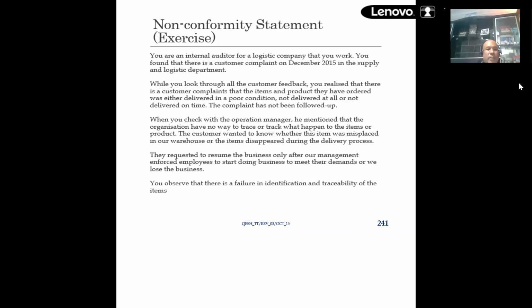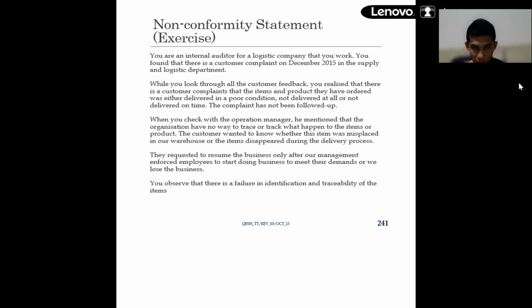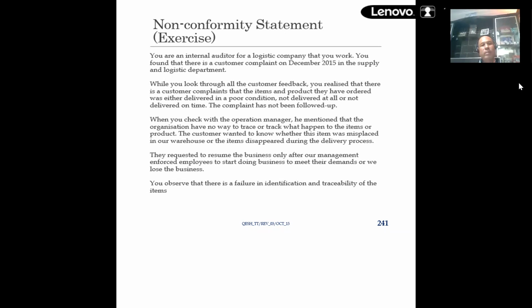Not traceability. And also cannot record for the customer complaint. That is maybe not a proper DO. Delivery order not properly done. Then there should be a corrective action also. So that means this is a major breakdown in the system.